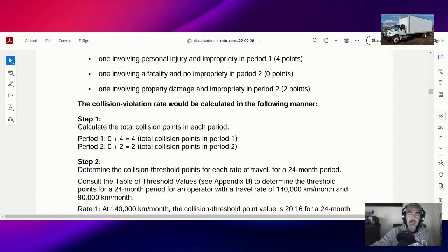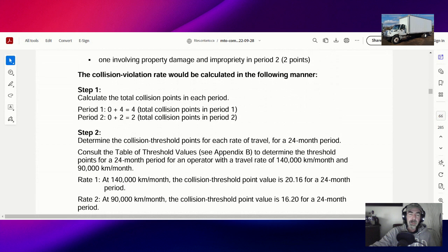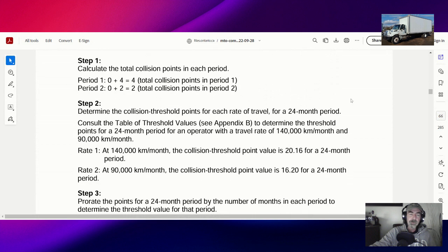The collision violation rate would be calculated in the following manner. Step 1. Calculate the total collision points in each period. Period 1, 0 plus 4 equals 4. Total collision points in period 1. Period 2, 0 plus 2 equals 2. Total collision points in period 2.